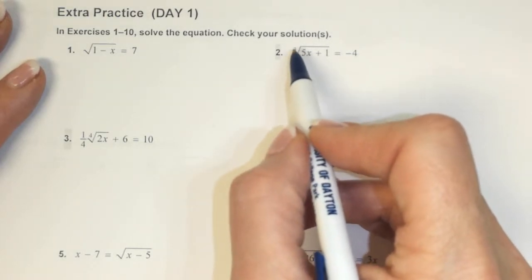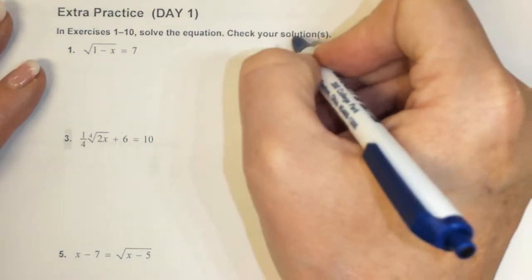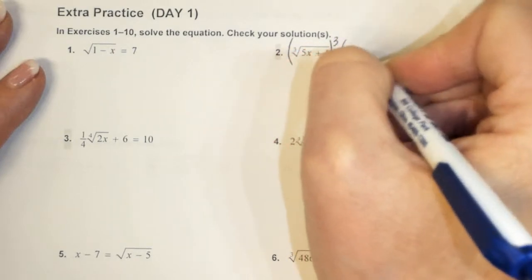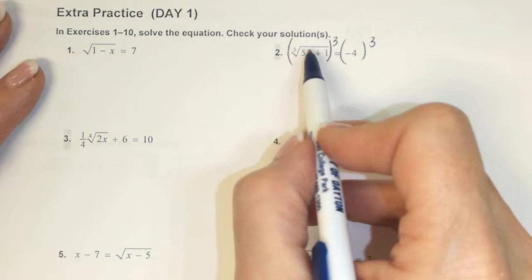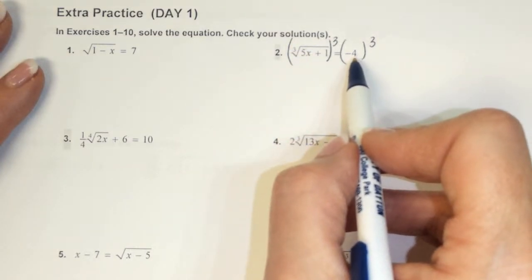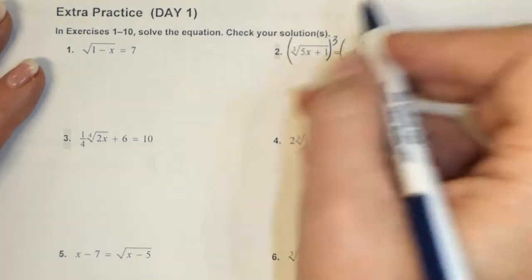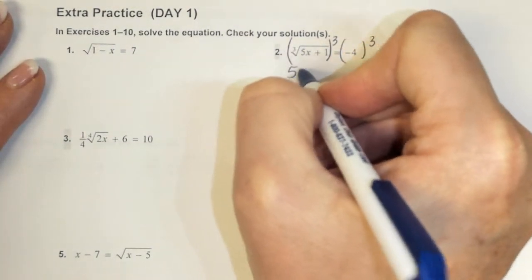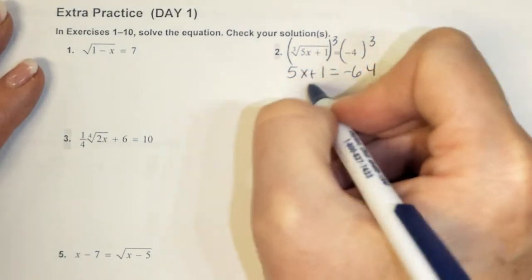So on this one, we have the cube root. So how do we undo the cube root? Cube it. So we're going to cube both sides. Now, remember on the other problems, when we had the square root and we had a negative, we always got that no solution. Okay, but is that going to be the case here? I don't know. Let's see. Cube it, we get 5x plus 1 equals negative 64.